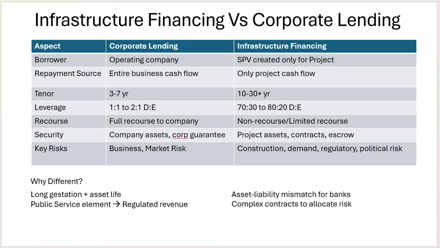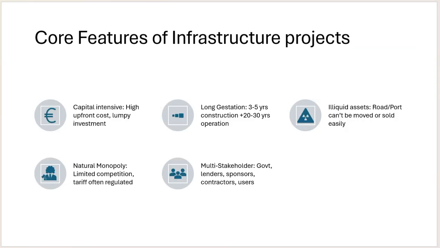So let's move on to the next slide, guys, where we are going to discuss the core of infrastructure projects. On this slide, we are going to look at capital intensive, high upfront cost and lump sum investment required. So, guys, infrastructure projects cost 10,000 crore, 20,000 crore, or 15,000 crore, and that fund is needed at the initial phase of the project, where the inflow of funds or revenue is not yet generated.